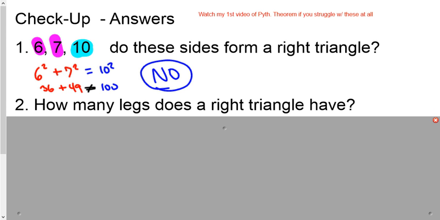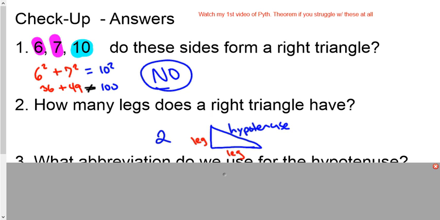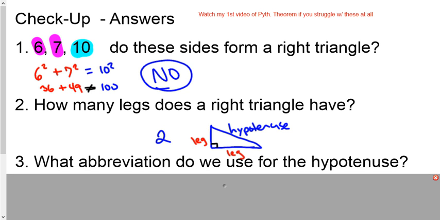And number 2 is pretty easy. How many legs does a right triangle have? They have 2. And so I drew a right triangle here, and it looks like I forgot to put in my right angle sign here. But the legs are always touching this right angle. Okay, and we went over that, and the hypotenuse is always the side opposite of the right angle, and it does not touch the right angle at all, like the legs do. So that's the hypotenuse. And then what's the abbreviation we use for the hypotenuse?